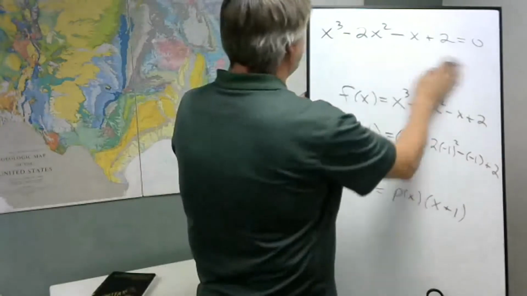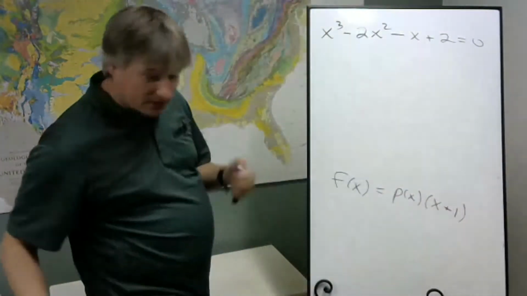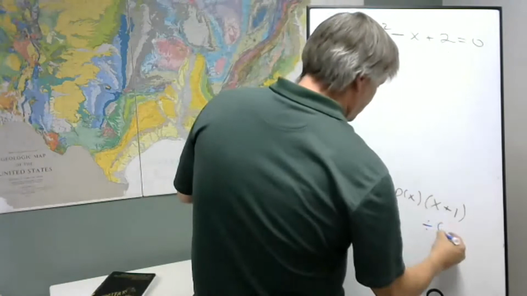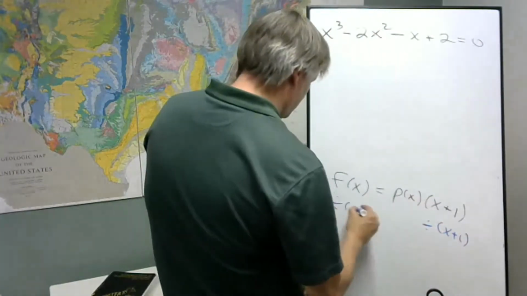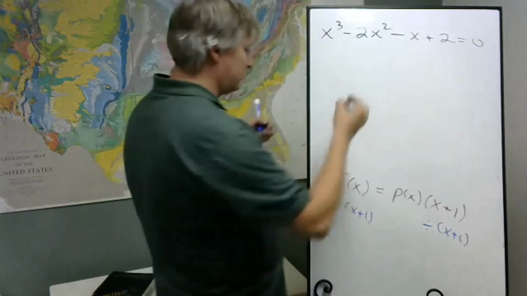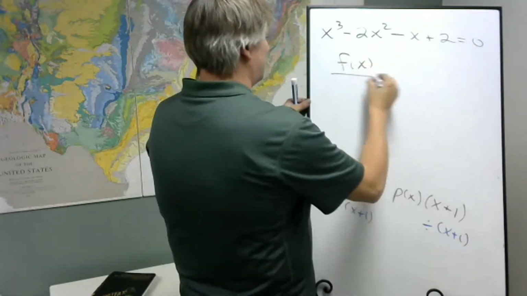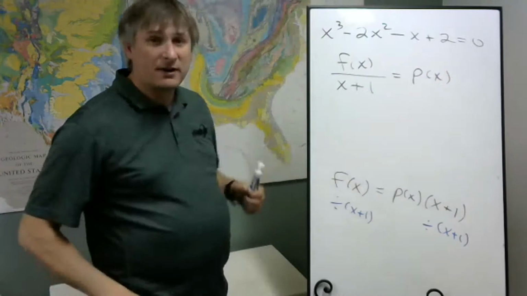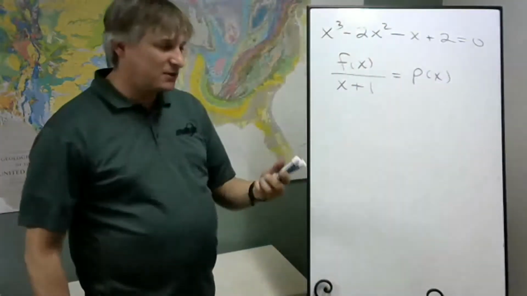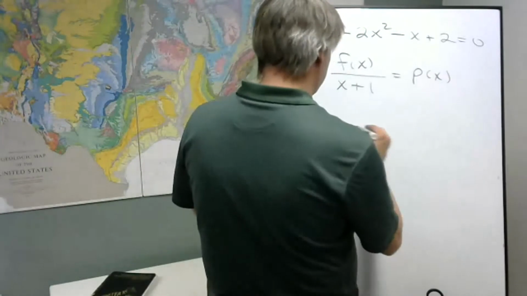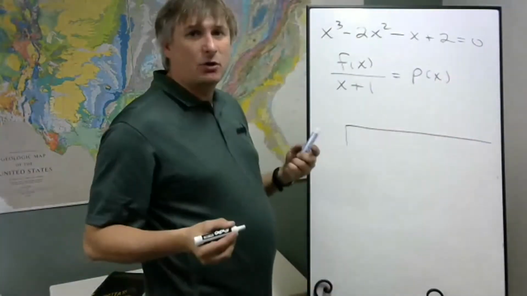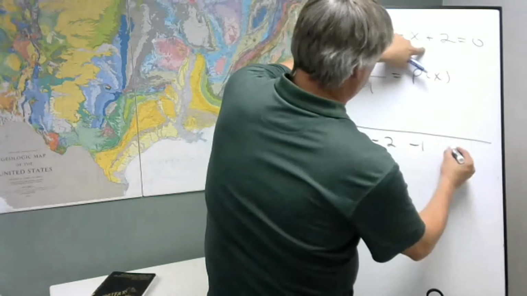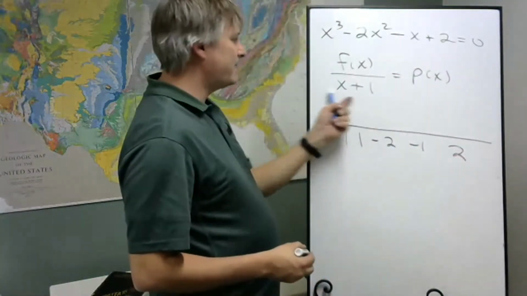So knowing that, this tells us we want to find p of x. They've given us f of x here. So if we divide both sides by x plus 1, that means f of x over x plus 1 is equal to p of x. So let's find p of x. Well, again, we're going to use synthetic division just because it's fast. So again, extract the coefficients and the constant: 1, negative 2, negative 1, 2. And then we're dividing by x plus 1.